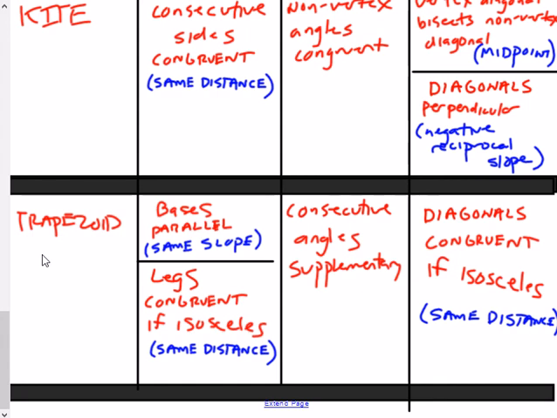And now that's if you go from one base to the other. And then finally, if you have an isosceles trapezoid, diagonals would be congruent. That would be the same thing as with a rectangle. You can use distance formula.